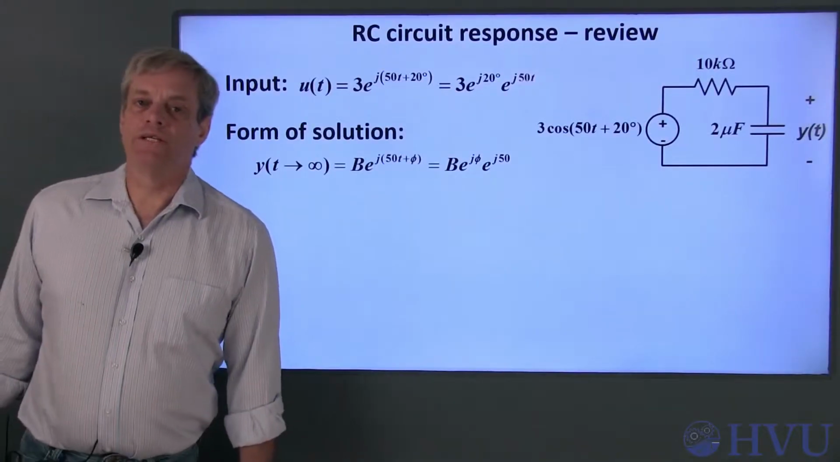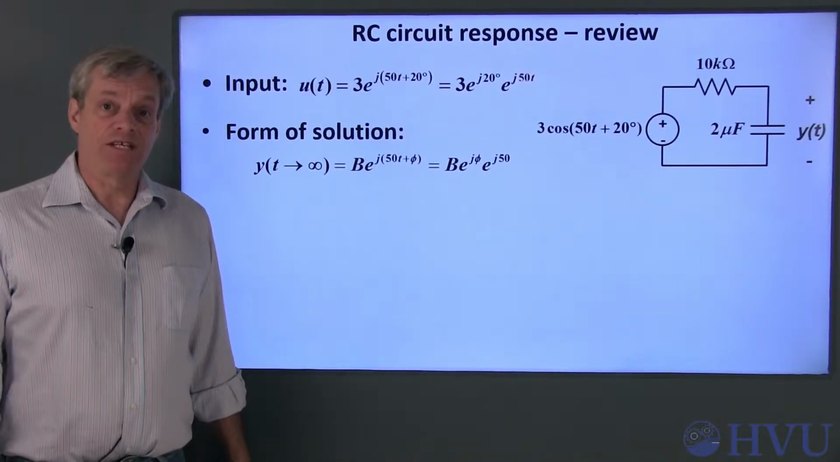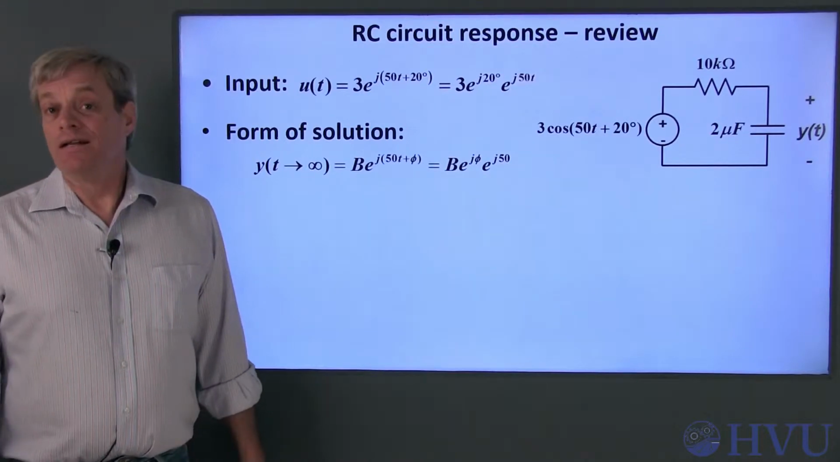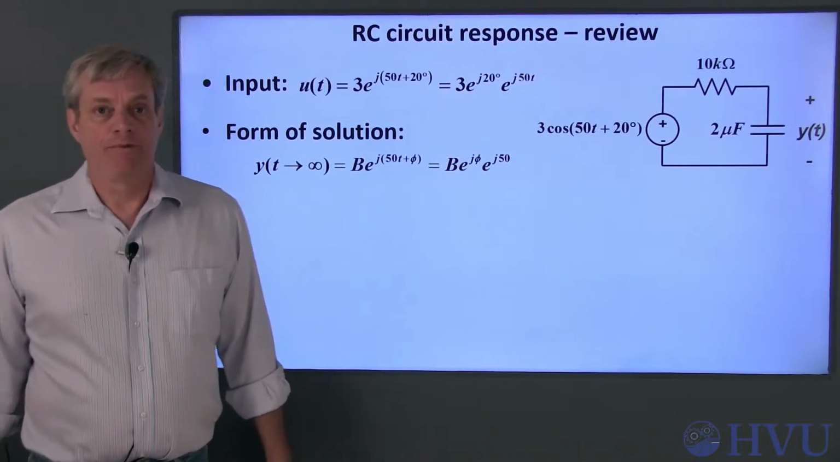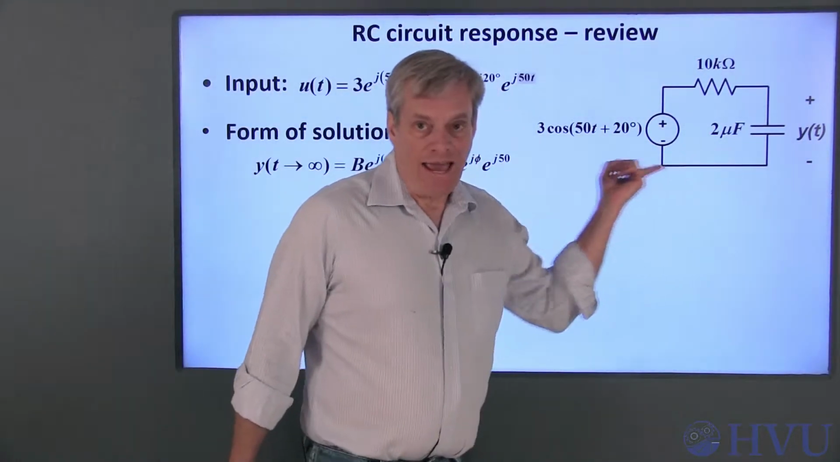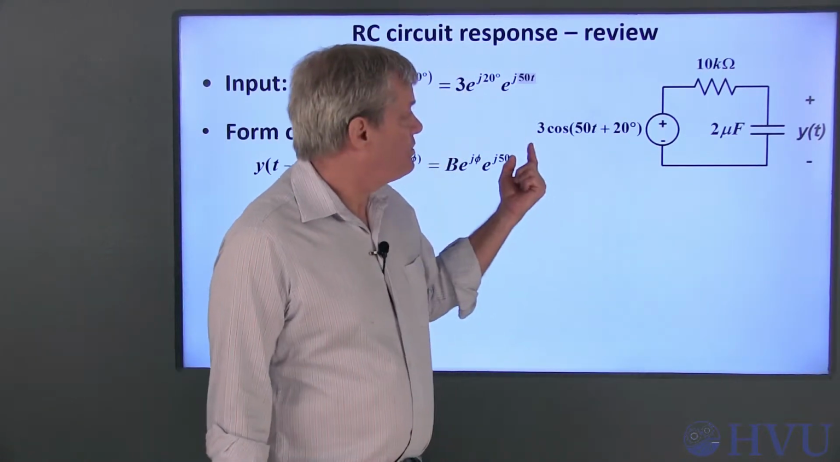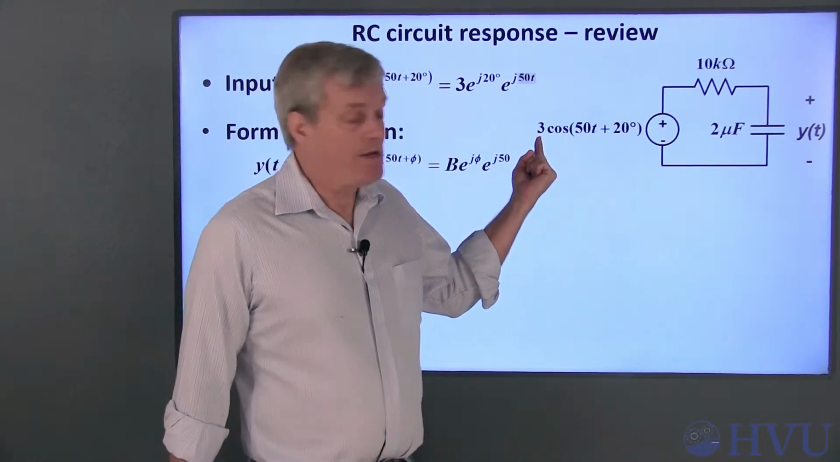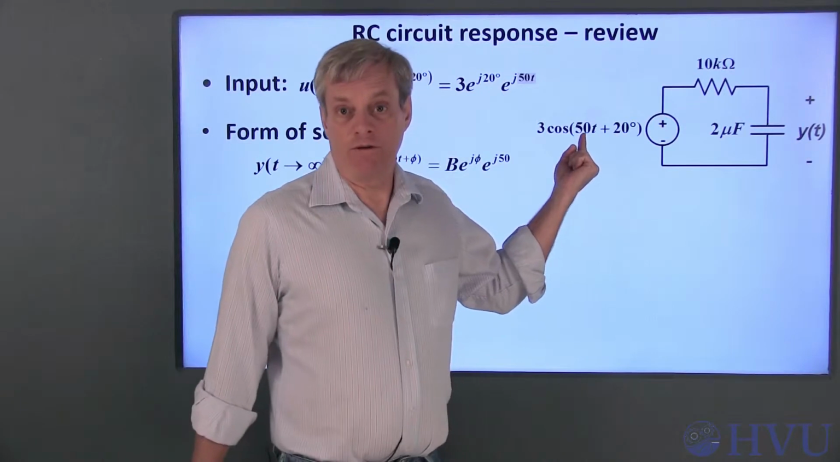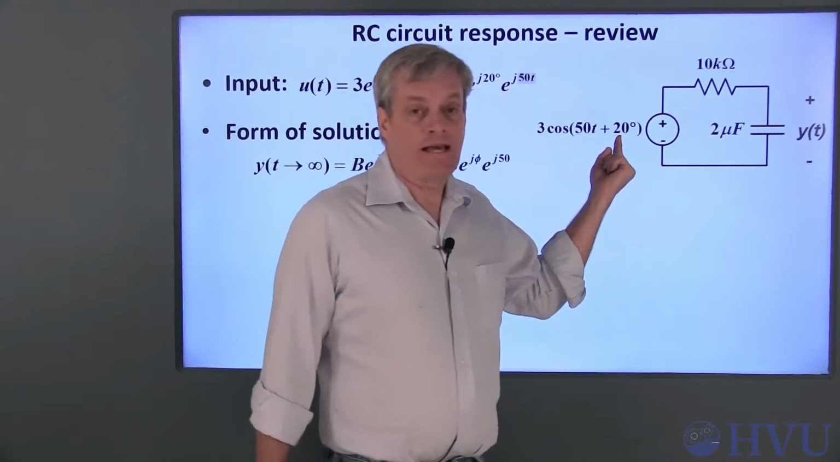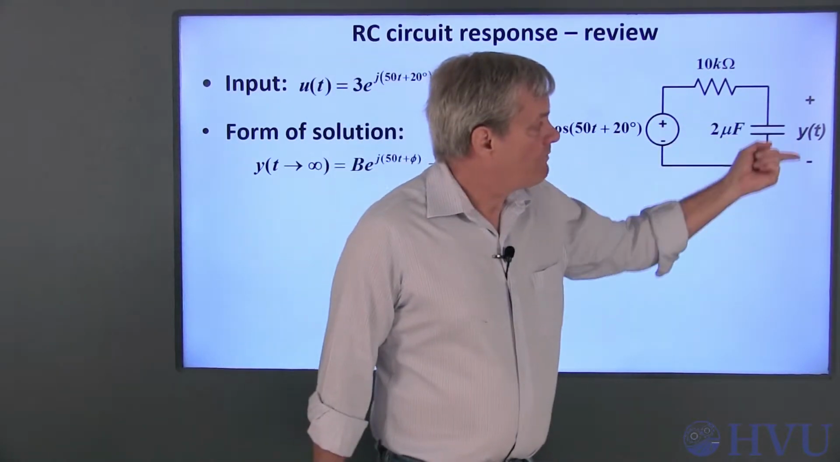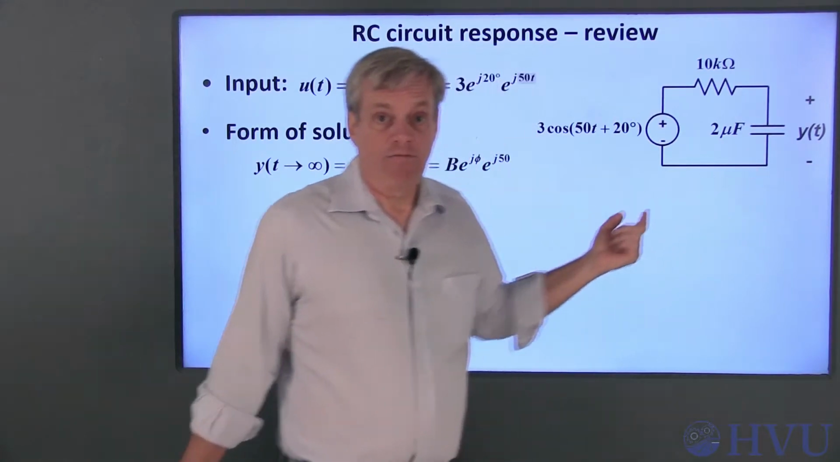Before I go into more detail about using phasors to solve steady-state sinusoidal problems, let's revisit a previous problem. This is the circuit we were analyzing. The input was a cosine function with an amplitude of 3 volts, a frequency of 50 radians per second, and a phase angle of 20 degrees. We want to find y of t as t goes to infinity.